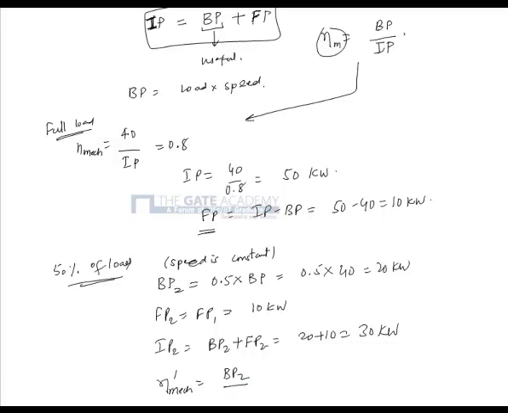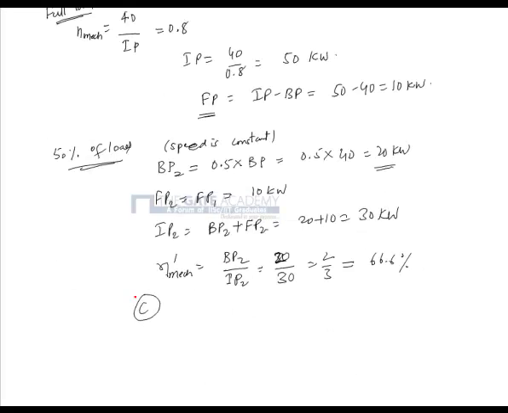Now the new mechanical efficiency will be BP2 by IP2, the brake power by the indicative power at this stage 2. So BP2 is 20, IP2 is 30, so it's 2 by 3, so basically 66.66%. So the answer is C. Thank you.